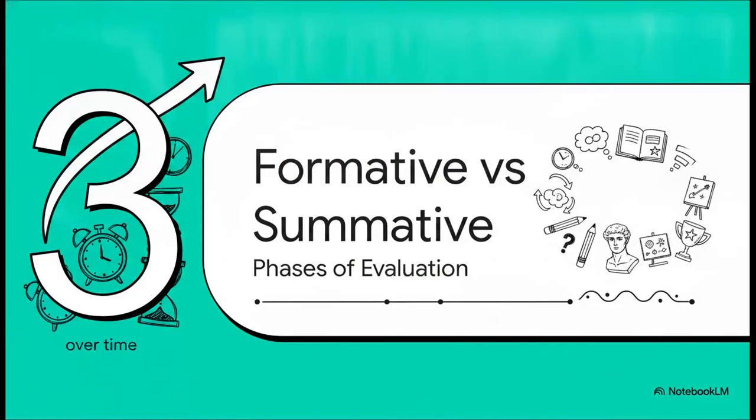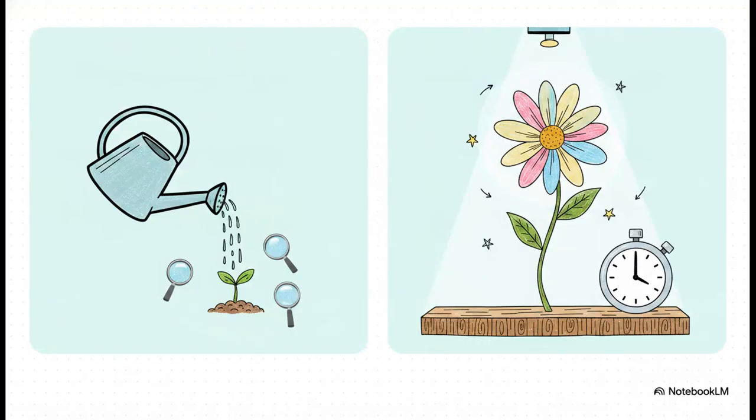Now that we know how to grade, let's explore when this happens in section 3, formative versus summative assessment. Let's see how this builds a complete evaluation cycle. Think of formative assessment as the continuous journey. It happens in the background based on a teacher's everyday observations in every single class. It's low pressure, highly consistent.